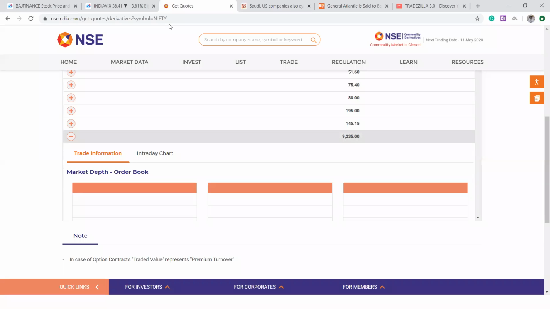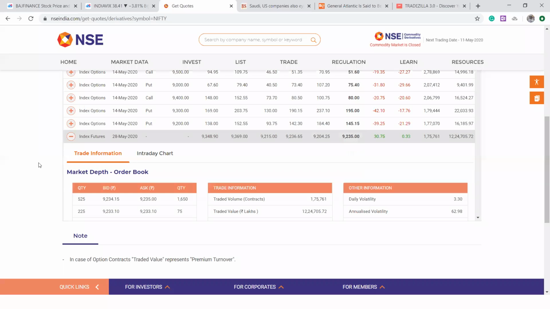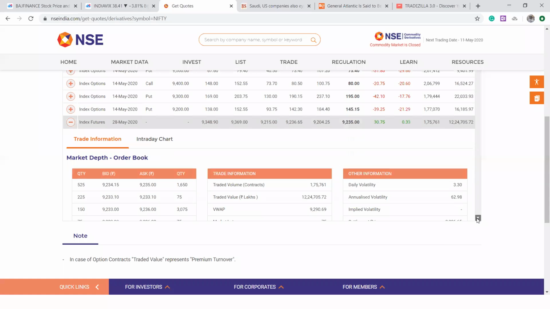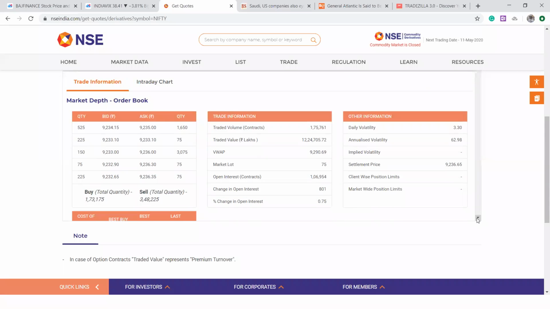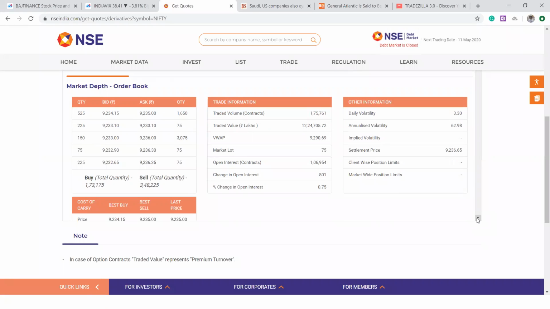Somehow the NSE India page is off late, it's loading very, very slowly. Anyway, there is a marginal addition in the open interest, very mild addition. If you see, my addition is only 801 contracts. 801 contracts is nothing. So it means the majority of the time the market slid. The market was sliding since the open. Majority of the time the market was sliding.